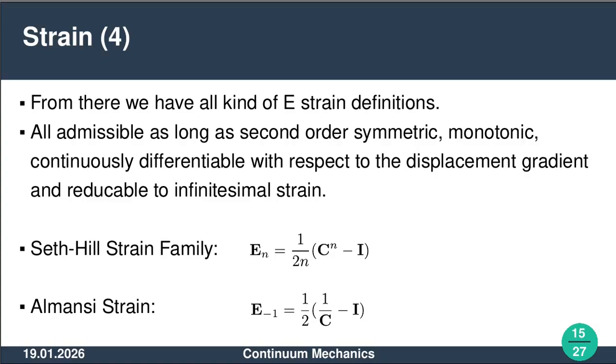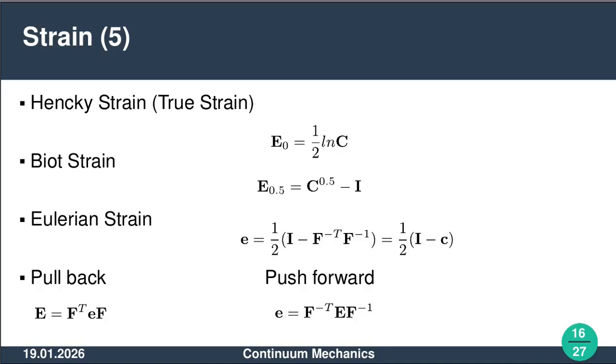So n is a real parameter setting the specific strain tensor. As an example, we get the Almansi strain, which is the case where n is -1, E-1 equal to 1/2 open bracket 1 over the right Cauchy-Green tensor C minus identity close bracket. We have the Hencky strain, also called the true strain or natural strain, when n is null or 0, E0 equal to 1/2 ln of C.